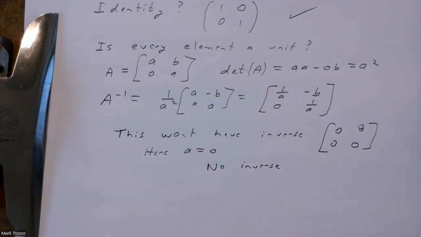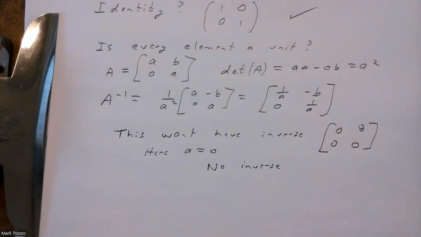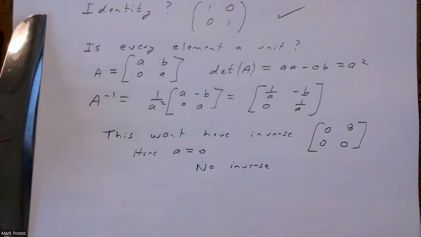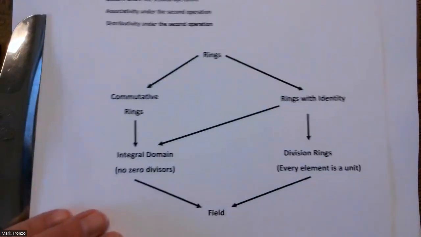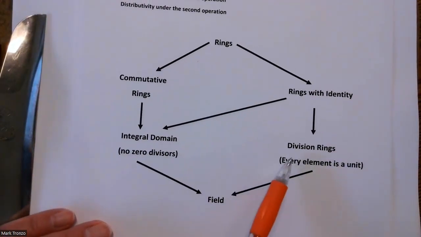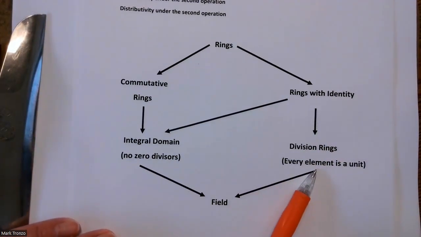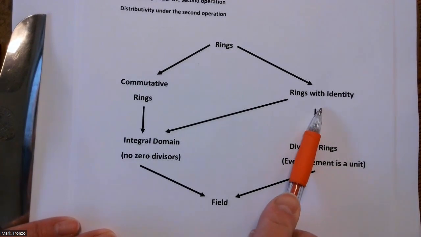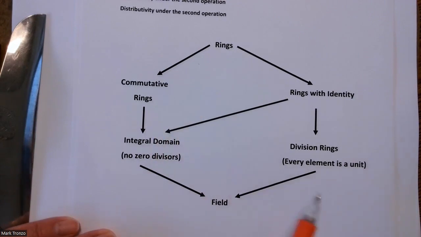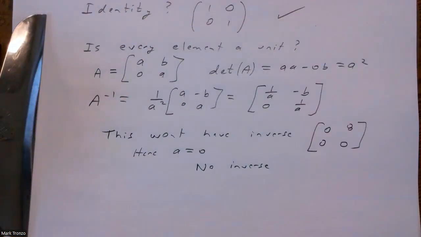And the other question is, how about zero divisors? So what did we determine? It's not a division ring. It does have an identity. It does commute. It's not a division ring because not every element is a unit. How about zero divisors?